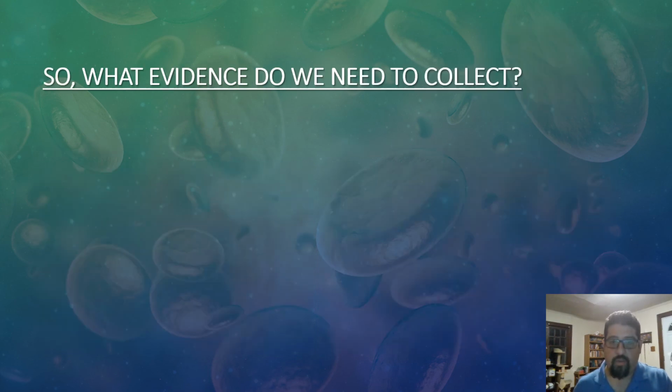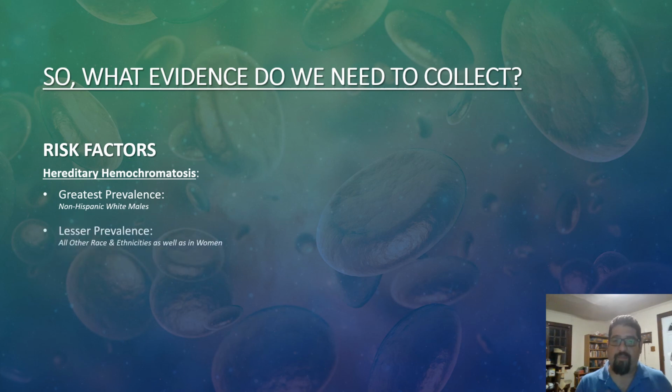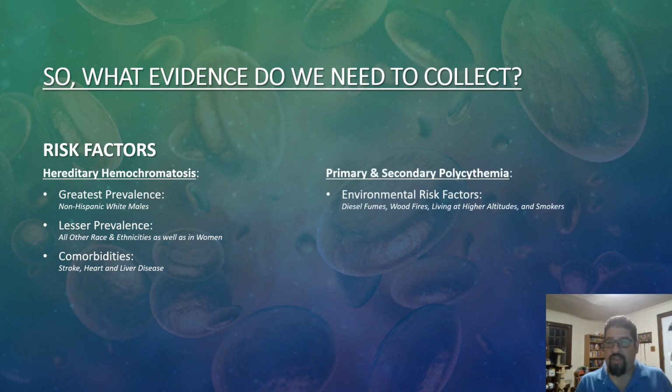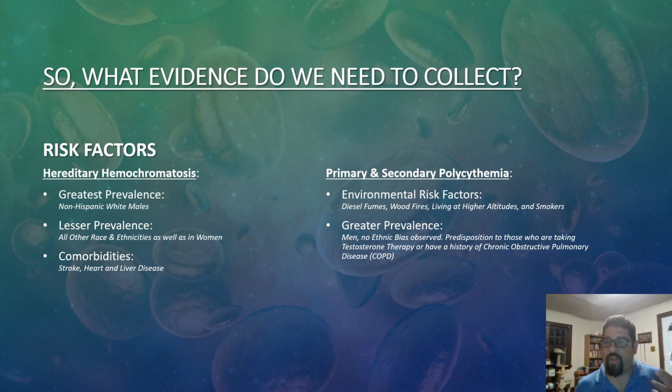So what evidence do we need to collect? What do we need to know about these people? Let's review. What do we know? We know the risk factors. We know hereditary hemochromatosis is in non-Hispanic white males, or there's some prevalence in other races, and there are comorbidities of stroke, heart, and liver disease. We know polycythemia has environmental risk factors: diesel fumes, wood fires, living at higher altitudes, and smoking.